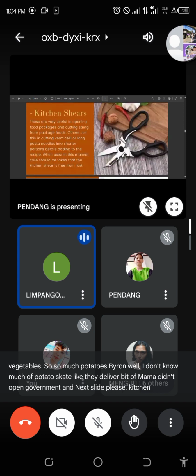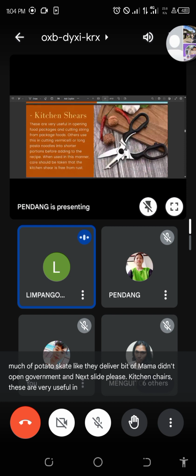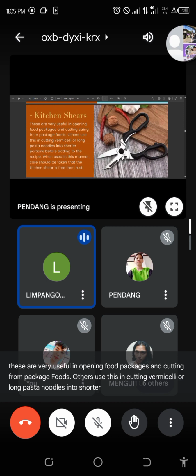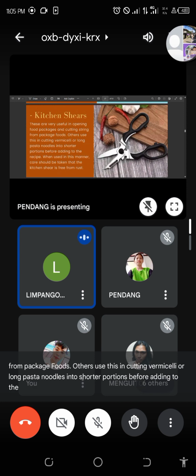Kitchen shears. These are very useful in opening food packages and cutting string from packaged foods. Others use this in cutting vermicelli or long pasta noodles into shorter portions before adding to the recipe. When used in this manner, care should be taken that the kitchen shears are free from rust.